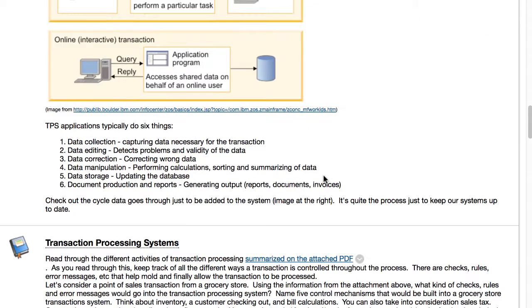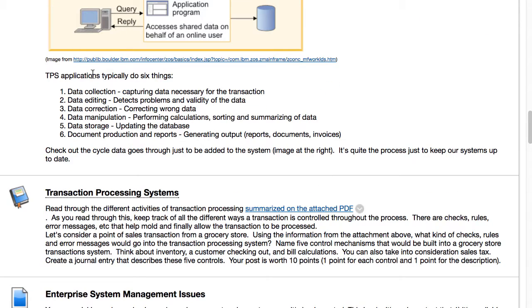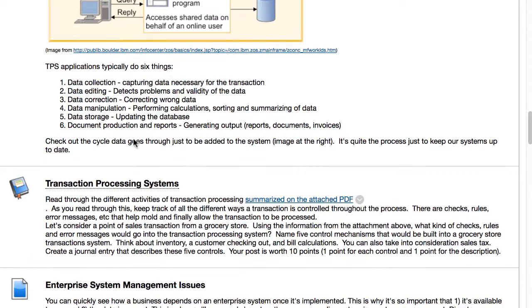And we'll also take a look at the 6 things that a transaction processing system typically does. And with those 6 things, we're going to apply that to how a point of sales transaction system at a grocery store may work. I'm sure you've all been to a grocery store, and you can see how those 6 things could be applied to their transaction processing system.